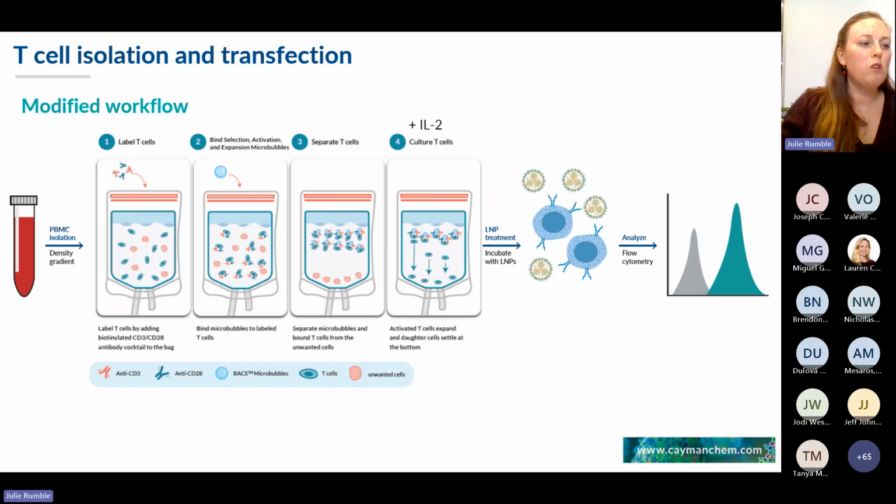We incorporated this kit into our existing workflow by starting with peripheral blood mononuclear cells again, labeled with the antibody cocktail. Addition of the microbubbles floated the T cells to the top of the cell suspension, and unwanted cells were removed from the bottom. After several days of activation and expansion, LNPs were added, and transfection was analyzed by flow cytometry in the non-bead bound fraction.